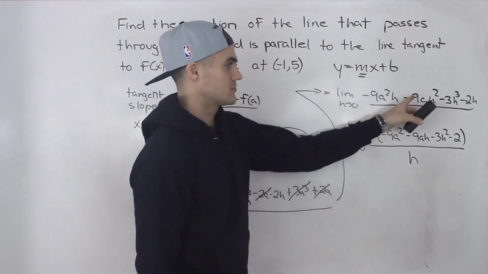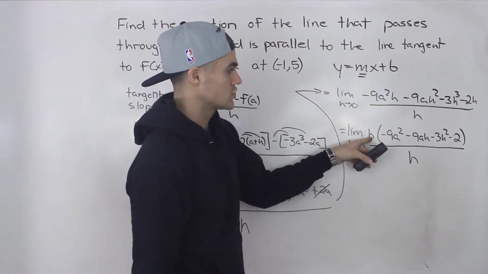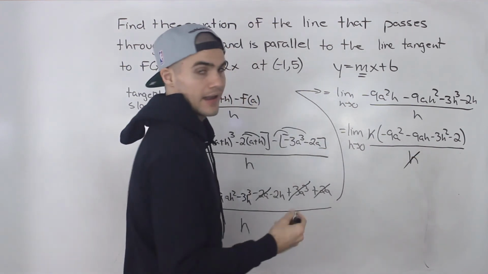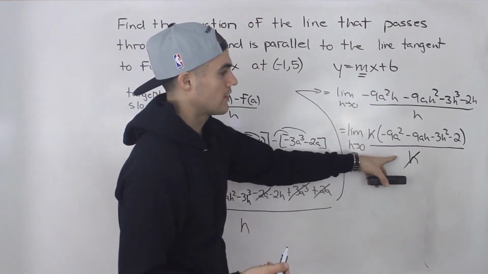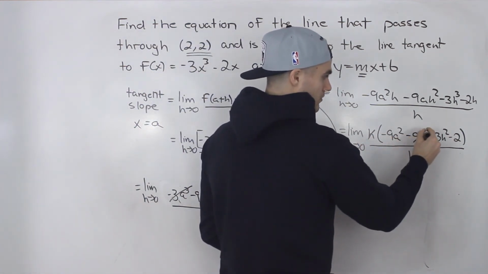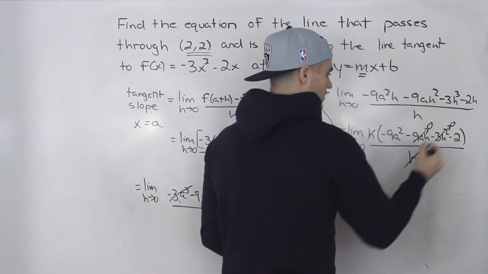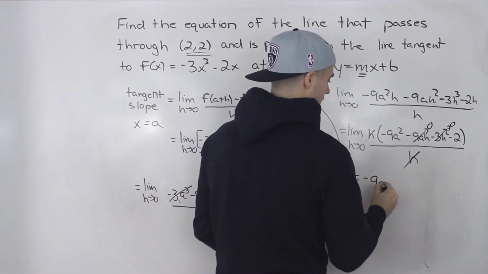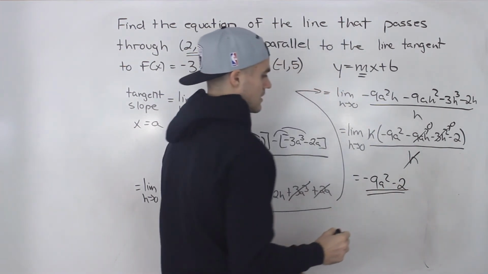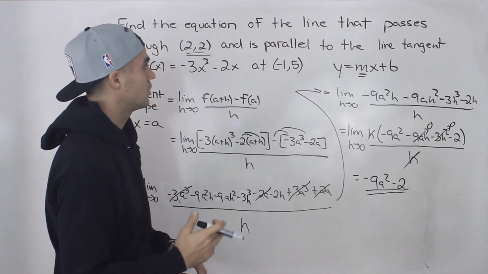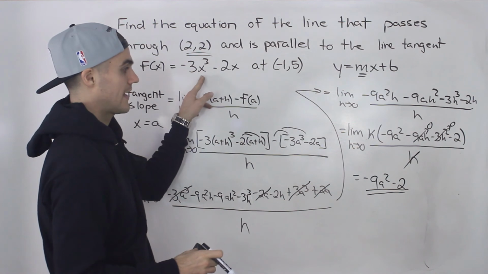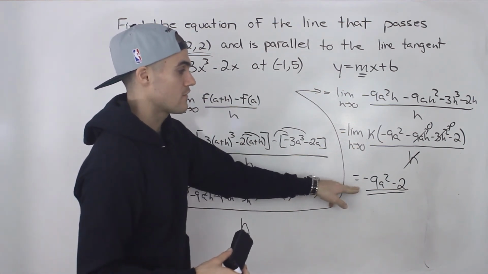Notice all these terms have an h, so we can factor out the h. We'll be left with this bracket up top, and the h's will cancel out. And now we can plug in 0 for h, since we got rid of the h in the denominator. If we plug in 0 for h in this remaining term, this would go to 0, this would go to 0, and we're just left with negative 9a squared minus 2. So that is the general expression for the slope of the tangent for this function at any x value, or any a value.